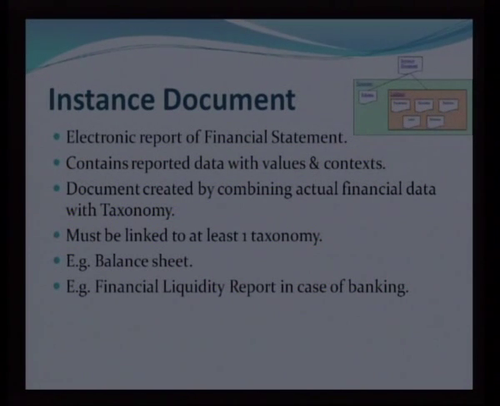At the moment, as far as the Indian scenario is concerned, we have just one taxonomy, that is the C&I taxonomy only. Then there will be separate instance documents for the balance sheet and the profit and loss account. So this is how the instance document will look.